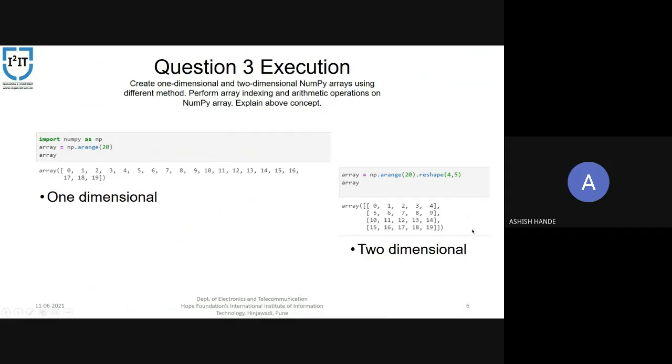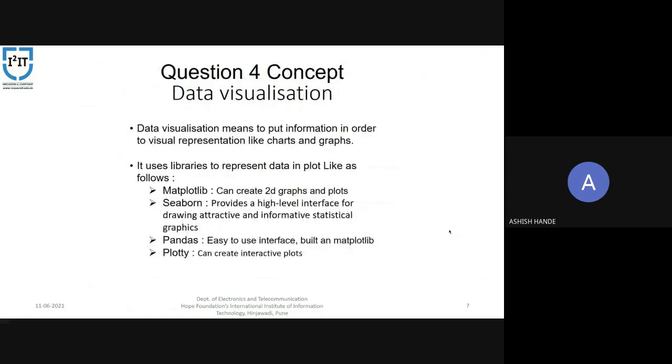And second, for the two-dimensional array, you can reshape the columns, like 4 by 5 or 3 by 4, as you can see. I have used 4 by 5 to create rows and columns in the two-dimensional array. So the fourth that I have chosen is data visualization.